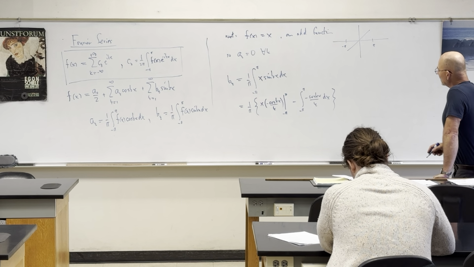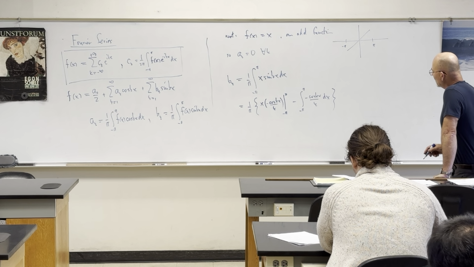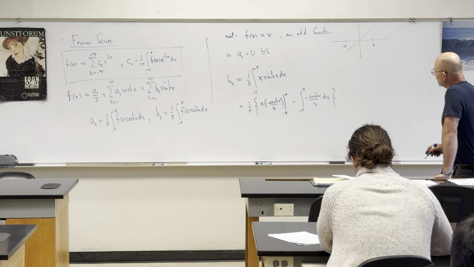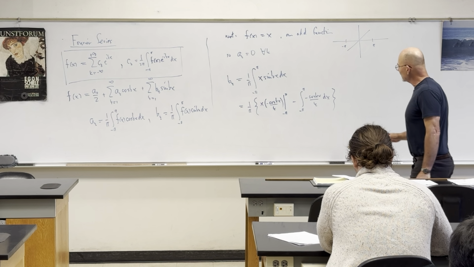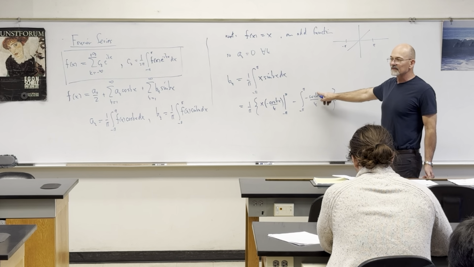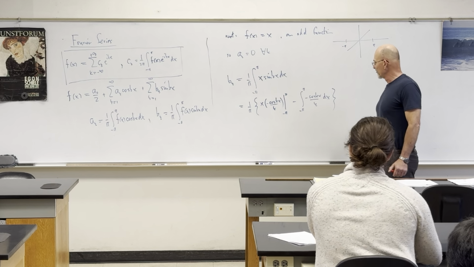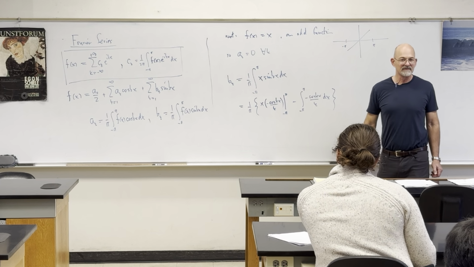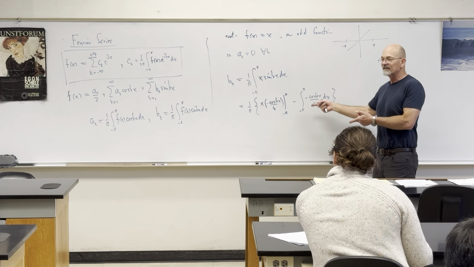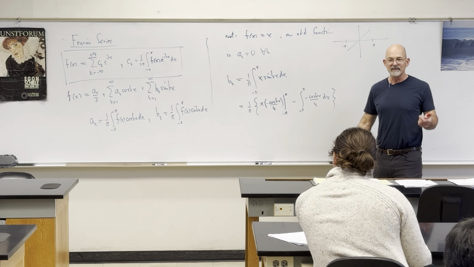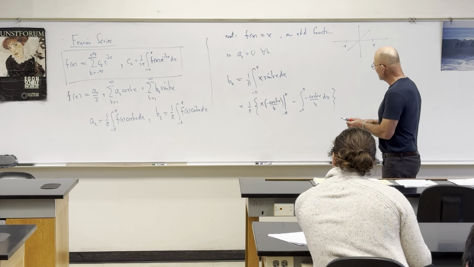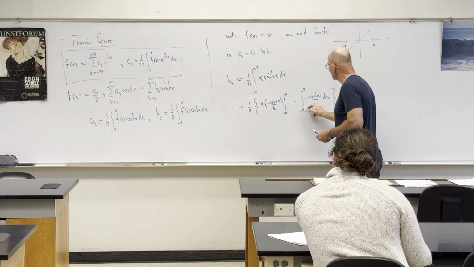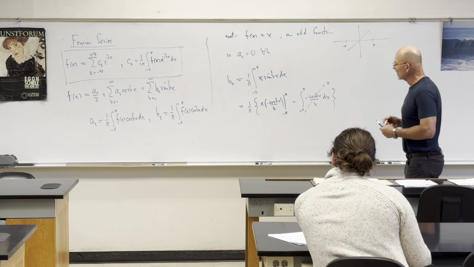So what do we have here? The integral of this is going to be a sine of kx over k squared. And the sine of kx from pi to minus pi is going to vanish. Sine of k pi vanishes, sine of k times negative pi vanishes. So we don't have to actually do this integral because we know it vanishes.